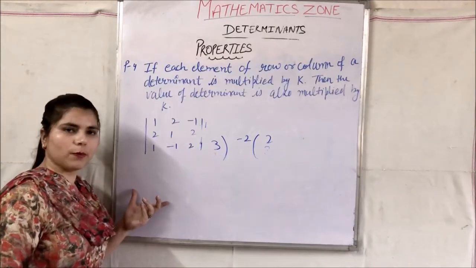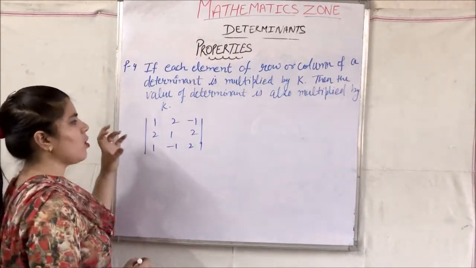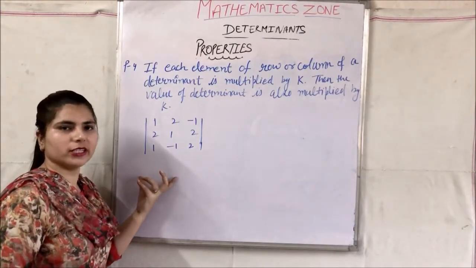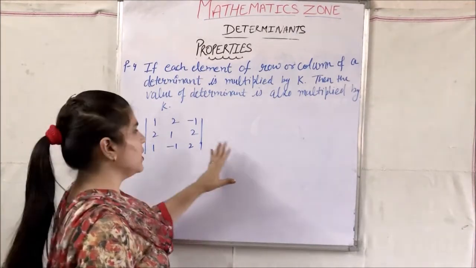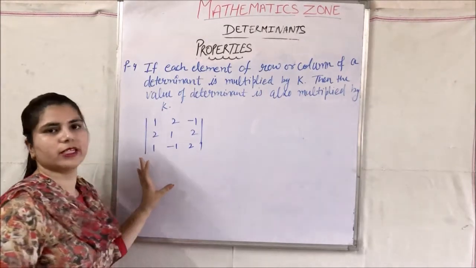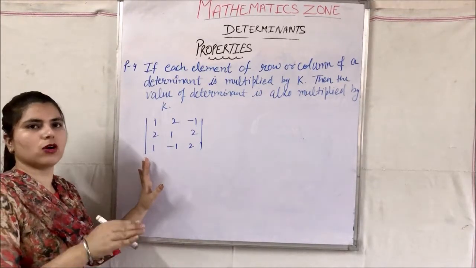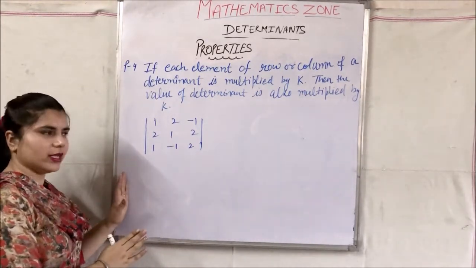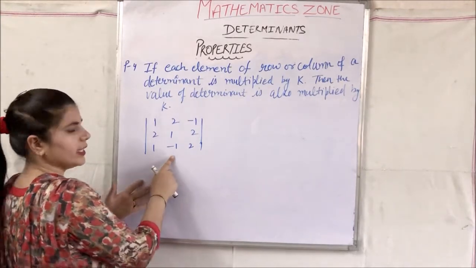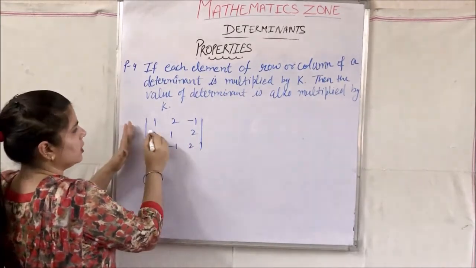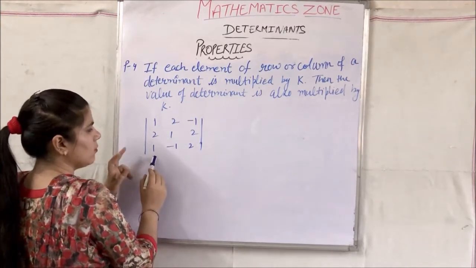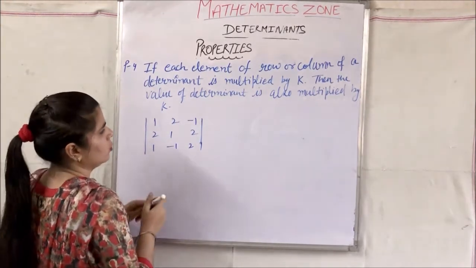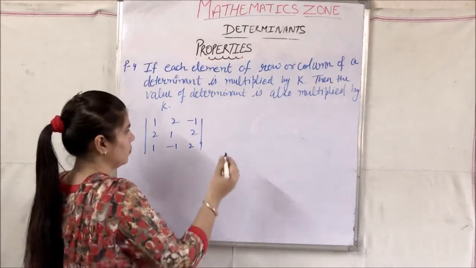In the fourth property, if each element of any row or column of the determinant is multiplied by a constant number k, then the value of the determinant is also multiplied by that constant number. So let's find out. To evaluate, let us take an example. Here, the determinant of 1, 2, minus 1, 2, 1, 2, 1, minus 1 and 2. Now let's expand with the first row.